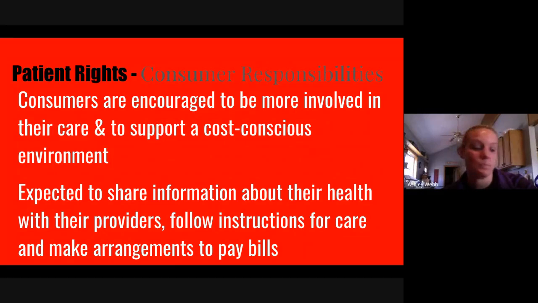Those are the 8 patient rights. That's all we're going to do for today.